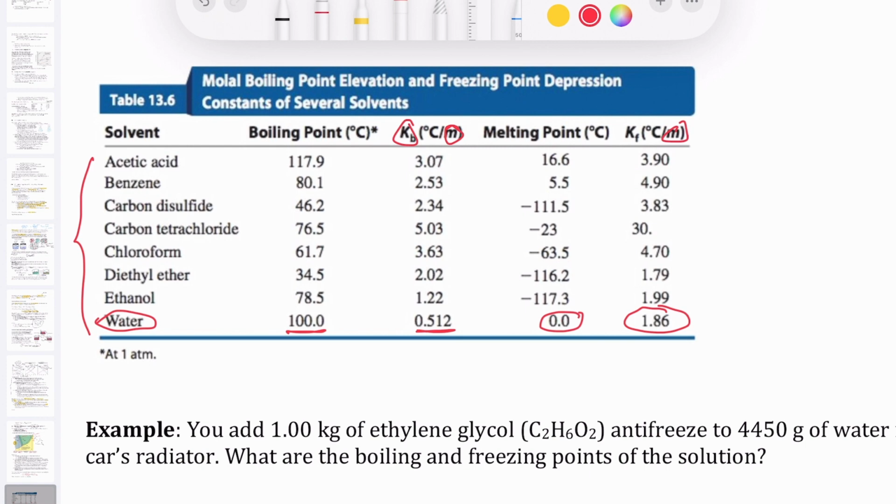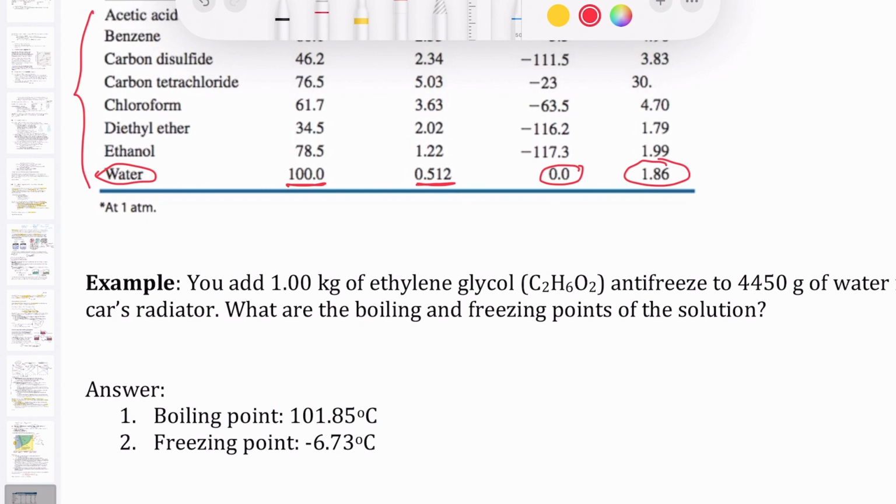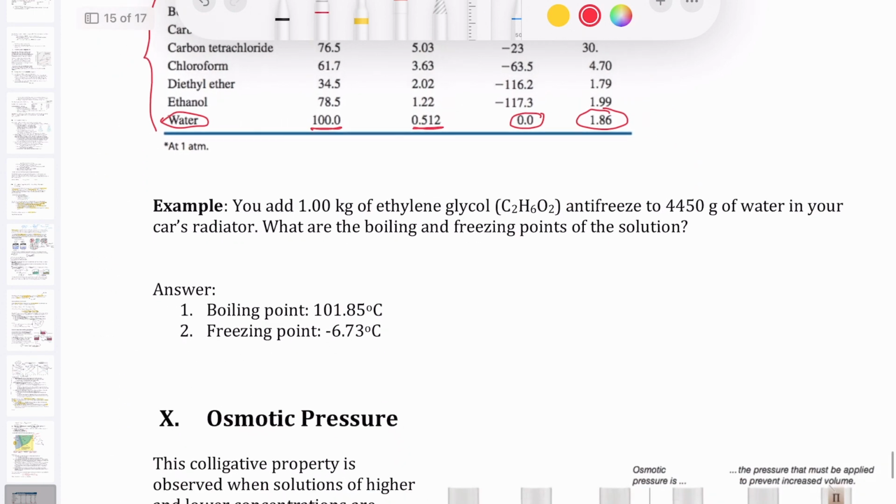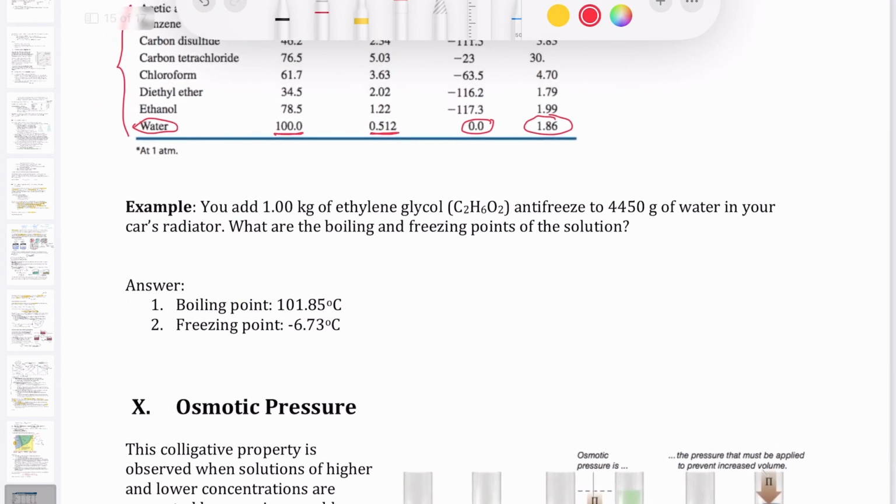Okay, and so again, you can see how those numbers are not the same depending on the solvent, right? So some solvent is going to decrease or increase by more than water. Some will increase or decrease by less. All right, so let's take a look at this example here and see how we can apply those formulas that we just learned to calculating the freezing point and boiling point of a solution.